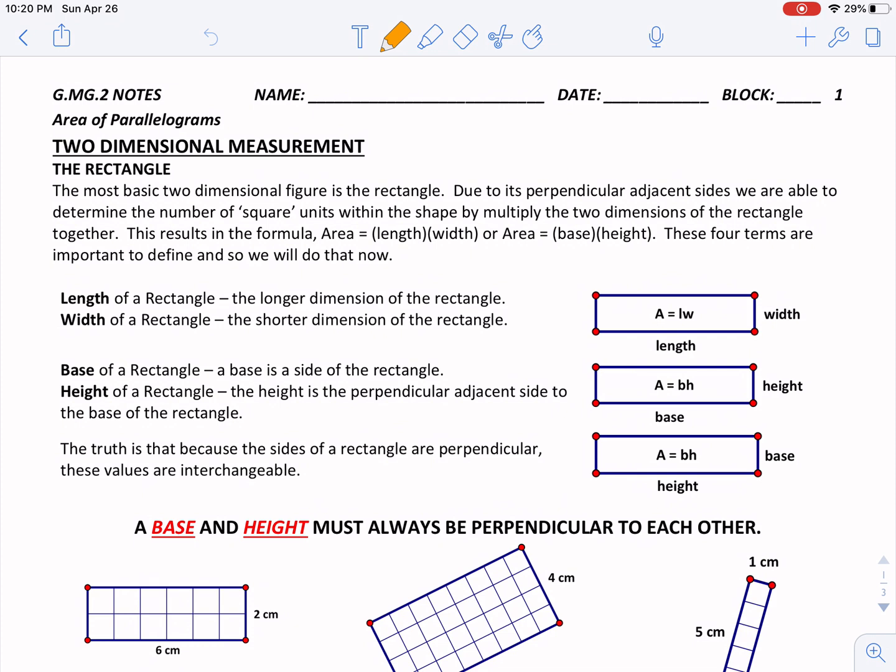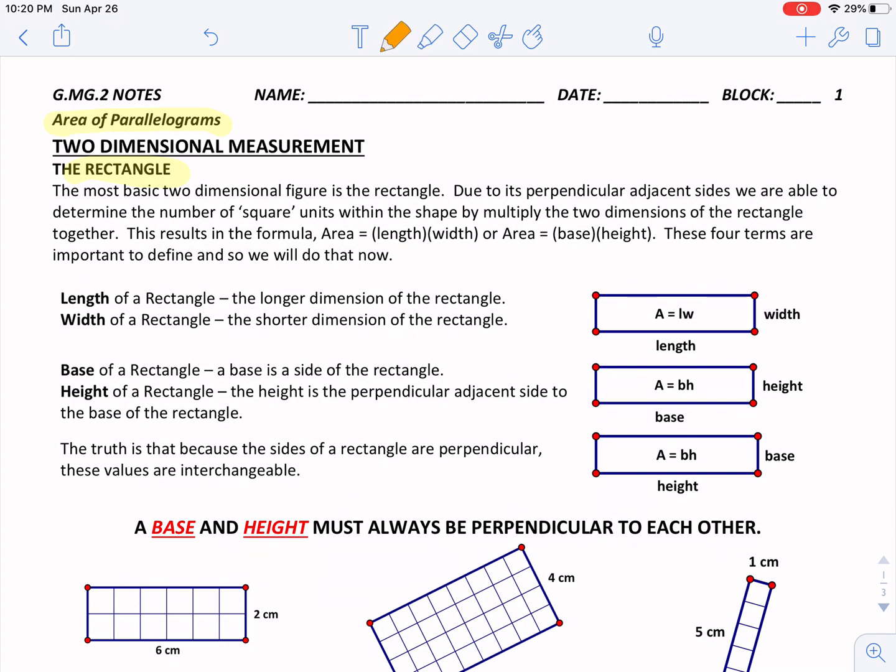All right, so the first thing we're going to talk about is the area of parallelograms. If we think back to 2 weeks ago, a rectangle is simply a type of parallelogram because the top and bottom are parallel, the left and right sides are parallel. The special thing about a rectangle, though, is that it had 4 angles that were all right angles, or 4 angles that were 90 degrees.